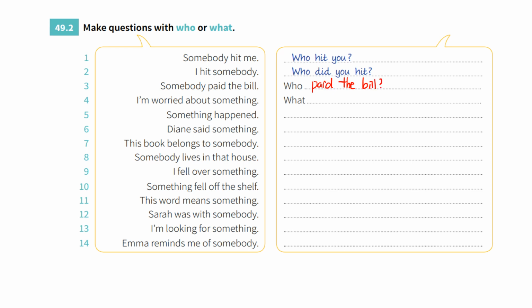I am worried about something. Something is an object. What are you worried about? Something happened. So something is subject. So what happened?